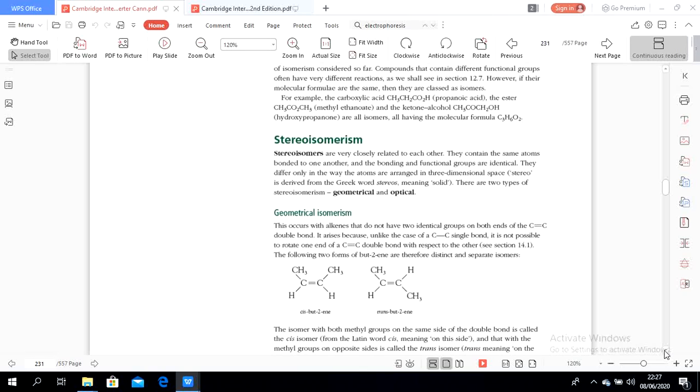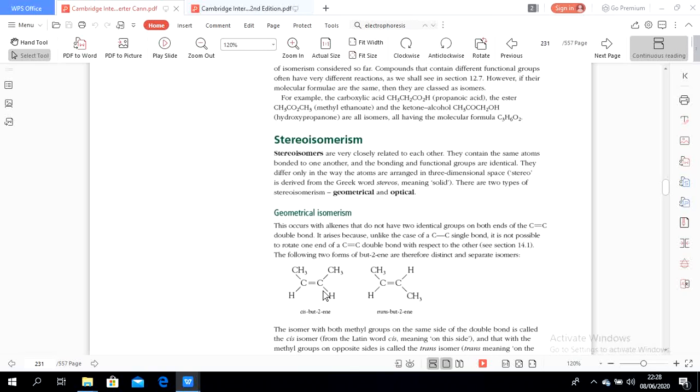It arises because, unlike the case of a C-C single bond, it is not possible to rotate one end with respect to the other in a C=C double bond. The following two forms of but-2-ene are therefore distinct and separate isomers. So in here, geometrical isomerism must occur in a molecule that contains a double bond.